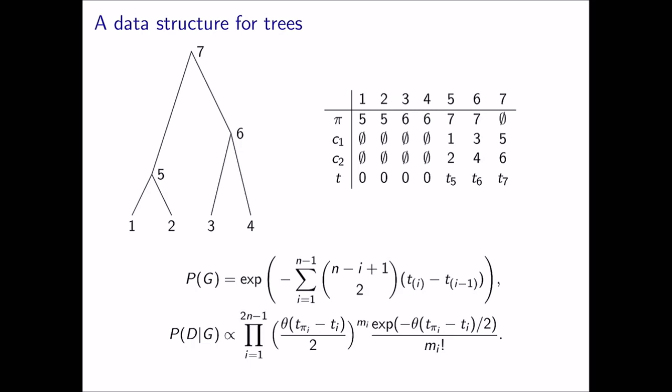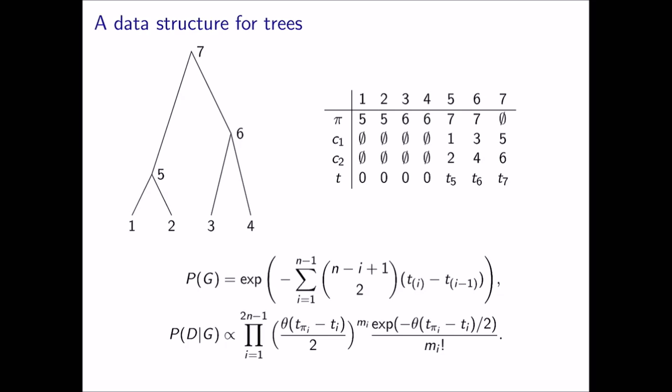These T sub i's in brackets are the order statistics of the times of the nodes. And the point isn't the exact functional form, it's simply that this distribution can be evaluated from the information in this table. Right, and the same is true of the second line, which is the probability of mutations given the tree.